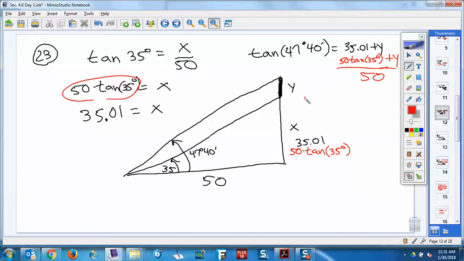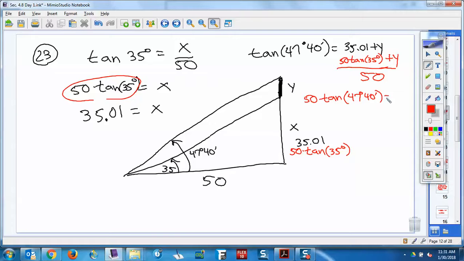I just multiply by 50 over here, so I'd have 50 times tangent. Here's where I think sometimes we get too big a hurry to go to our calculator. So this would be 50 times this side, and on this side I'd have 50 tangent 35 plus y. Well, what do I need to do now to get y? Just subtract 50 tangent 35. So see how you can save, you don't get any rounding at this point.